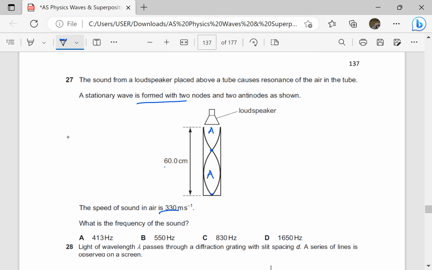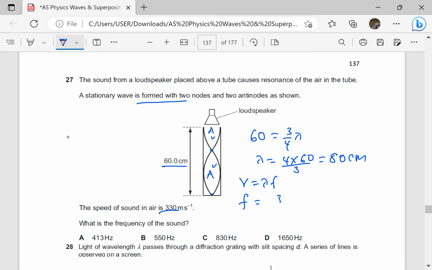So we see that the length of the pipe is 60 centimeters, but this is a half a cycle plus a quarter. So it means the length of the pipe, which is 60, is equal to a half a cycle plus a quarter, that is 3 over 4 of wavelength. So it is 3/4 of a cycle. So that means the wavelength is going to be 4 times 60 divided by 3, which is 20 times 4, which is 80 centimeters.